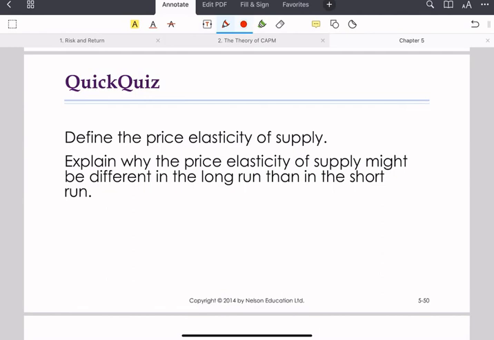Explain why the price elasticity of supply might be different in the long run than in the short run. Well, because in the long run, firms have more time to adjust their production. So in the long run, the quantity supplied will respond more to price changes. So that's why the price elasticity of supply will be larger in the long run than in the short run.